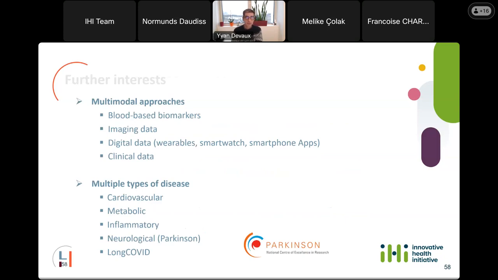What we are interested in is to develop multimodal approaches, not only based on blood biomarkers, but also on imaging data. I have heard that some past speakers have got experience in the field, notably related to artificial intelligence interpretation of imaging data. And we also aim to put together with these data, digital data, data coming from wearables, smartwatches, smartphone apps, and again, expertise that we have heard in the past few minutes. And of course, together with clinical data, we believe that we can extract from all these kind of data really nice predictive models using artificial intelligence.